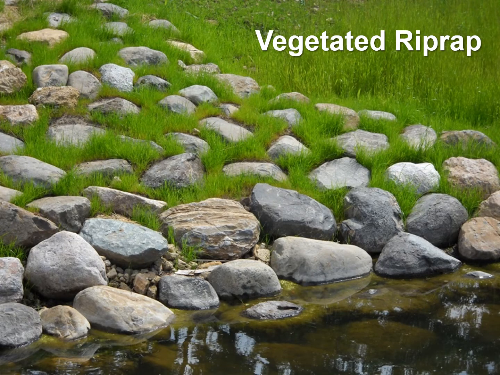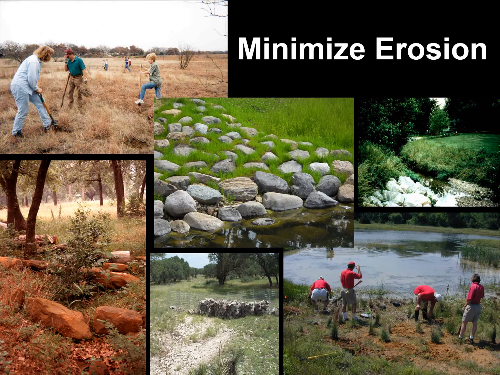Vegetated riprap incorporates a combination of rock and native vegetation. This management technique can be used to help protect banks that were negatively impacted by erosion and also to help redirect water flow. If you are experiencing erosion issues on your property, I encourage you to consider implementing some of the practices we discussed today.